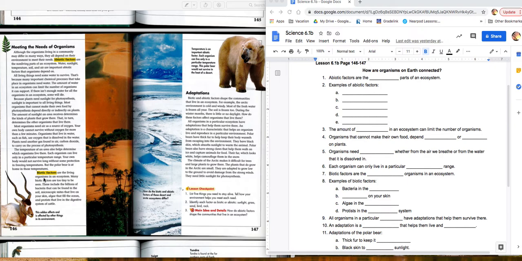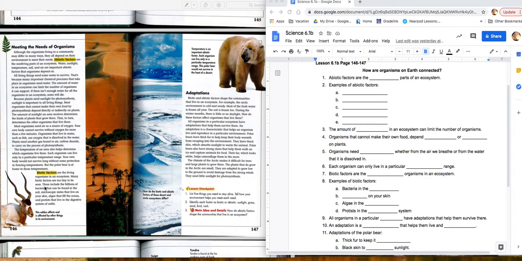Let's move on to the last one. These are biotic factors, which would be life factors. Biotic factors are living organisms in the ecosystem. So anything that has life is a biotic factor. Many biotic factors are too tiny to be seen. So here we go over our examples of biotic factors that are too tiny to be seen.